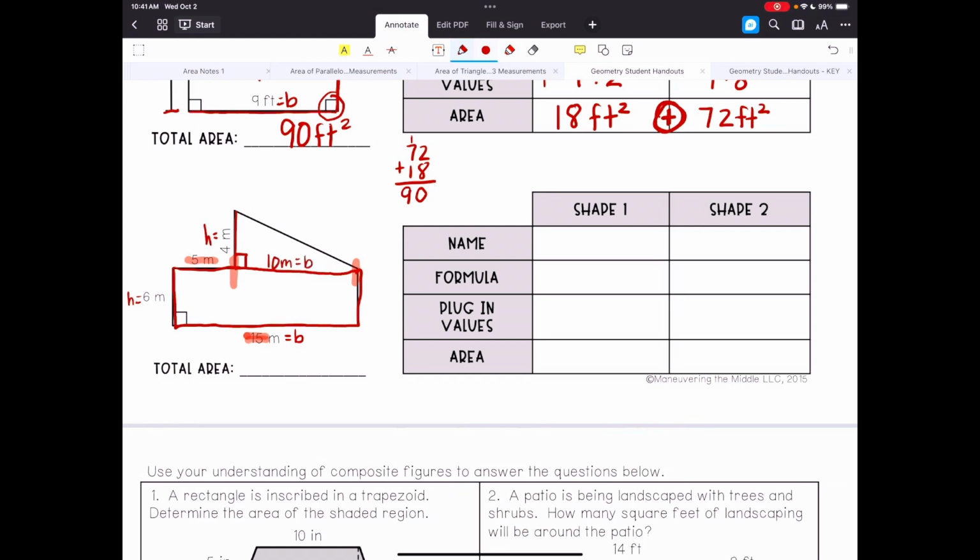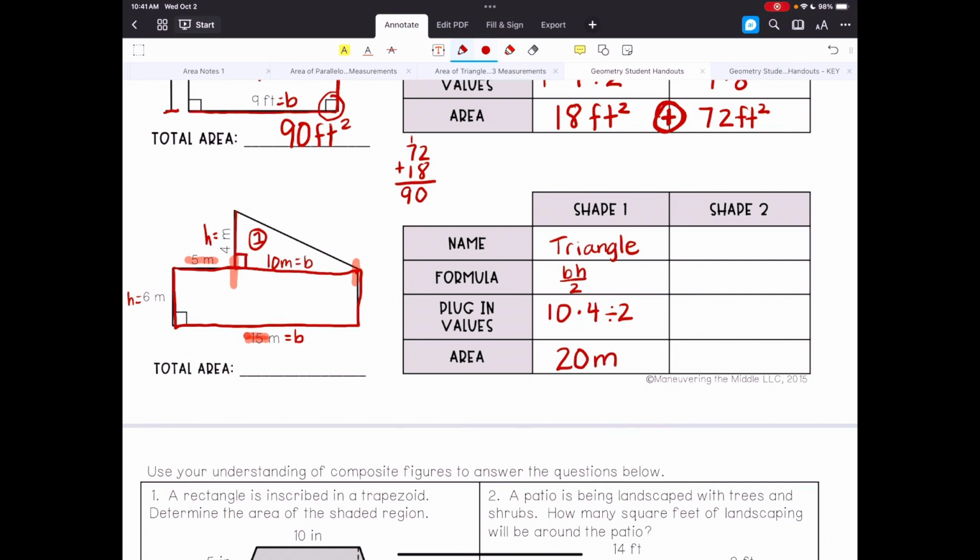So this is going to be my first one. I'm going to do that as my first shape. So again, we have a triangle. And we're going to do the base times height divided by 2. The base of my triangle is 10 meters. The height is 4. And then once I multiply those, I'm going to cut those in half because we're talking about a triangle. So 10 times 4 is 40. And half of 40 is 20.